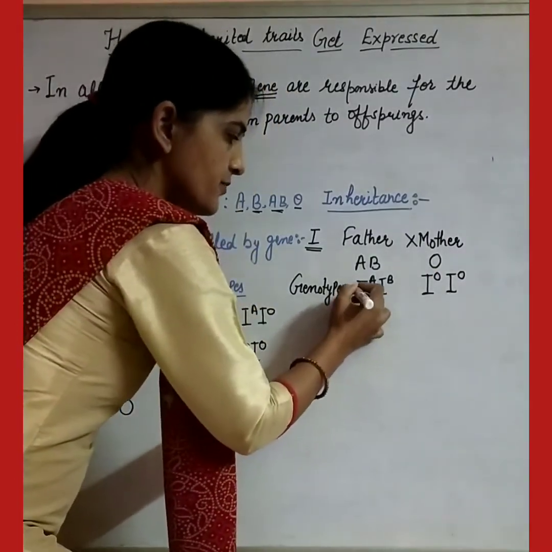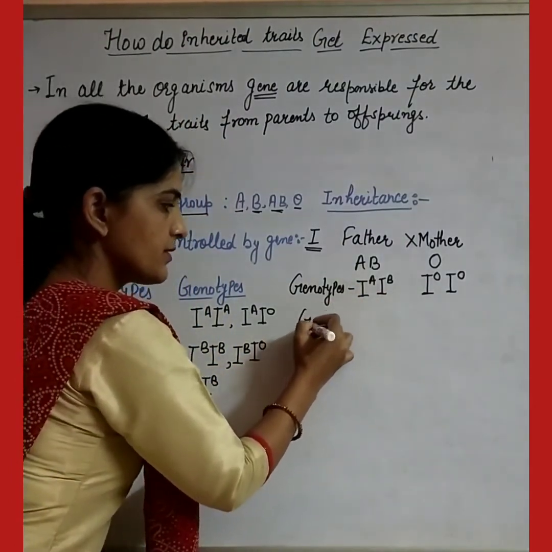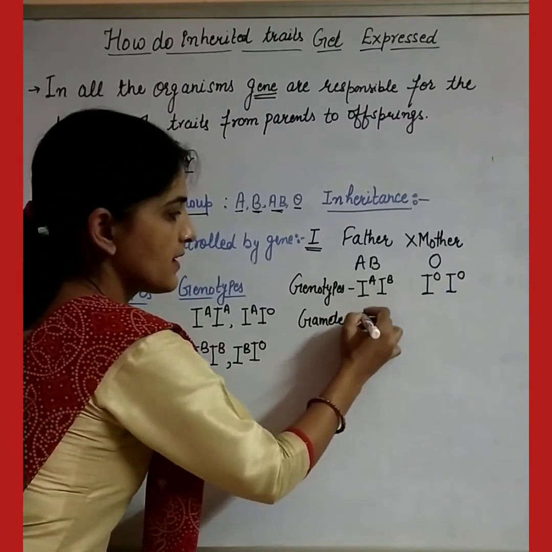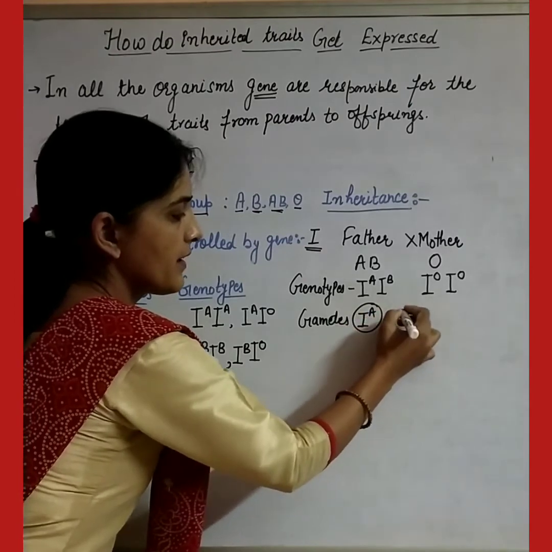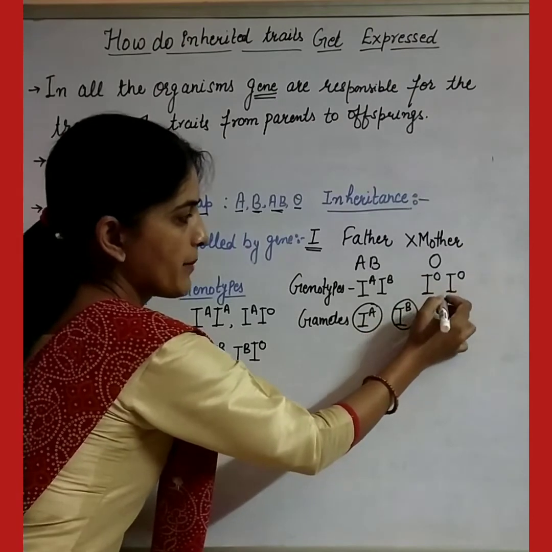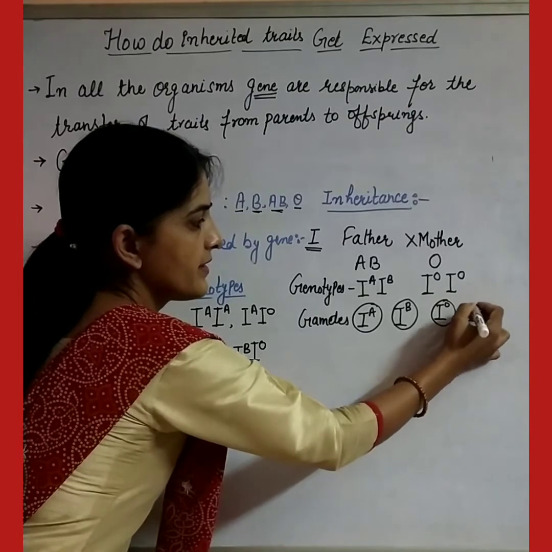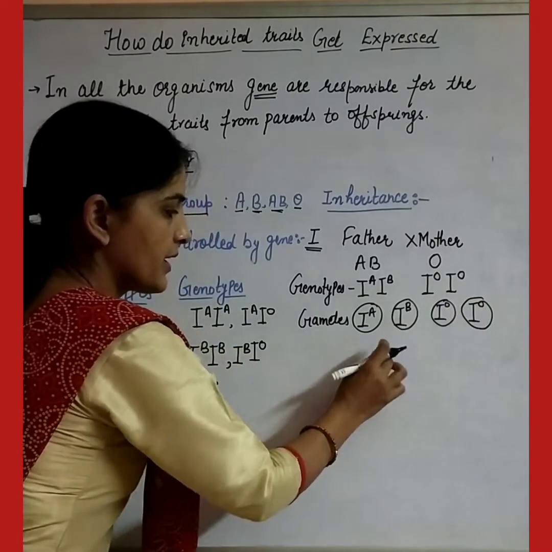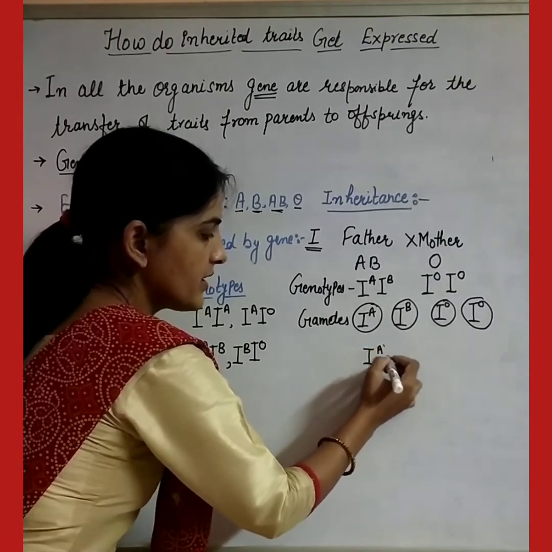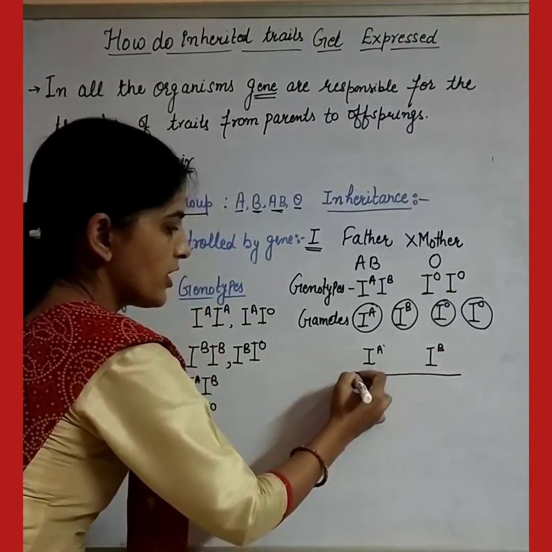Let's form the gametes. The gametes of the father are IA and IB. The gametes of the mother are IO and IO. Let's write the gametes of the father here and form a checkerboard.